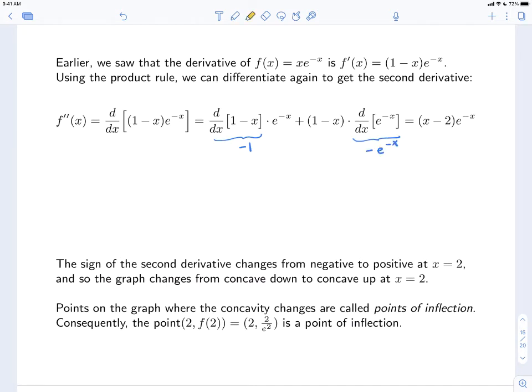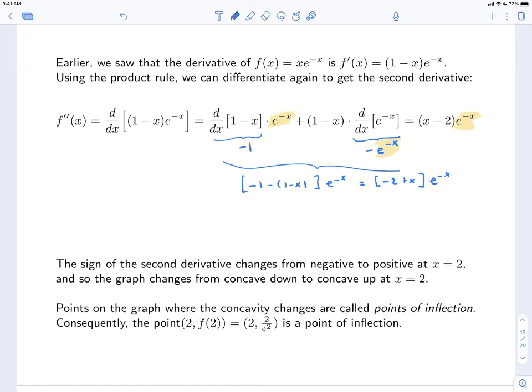And now what we're going to do is factor out this e to the negative x like we did before. That's this one right here. And what you're left with is a negative 1 plus 1 minus x times a negative 1. So this gives you minus 1 minus 1 minus x, all times e to the negative x, which is where you get your negative 2 plus x times e to the negative x from. And you can see that here. Negative 2 plus x is the same as x minus 2. So you can see here that the concavity is changing at x equals 2.